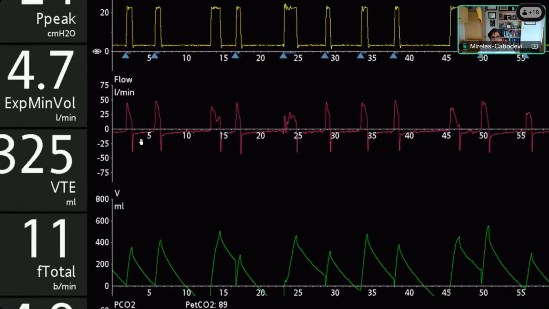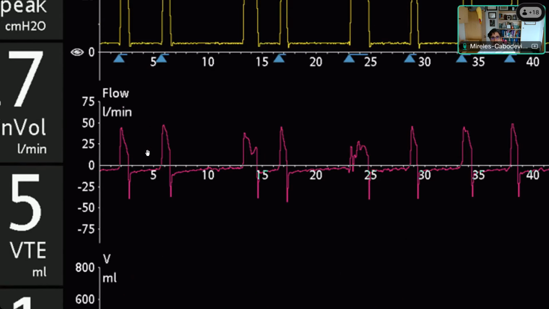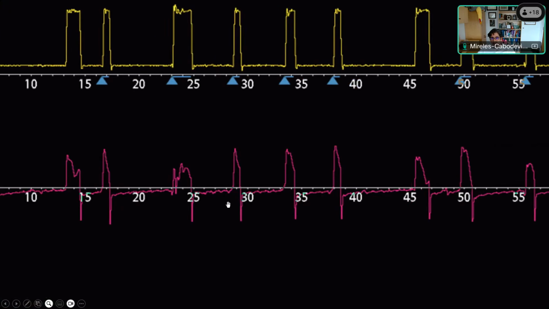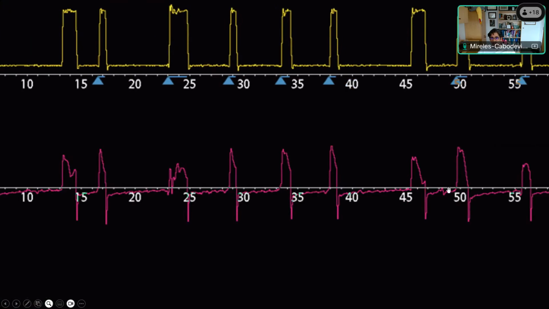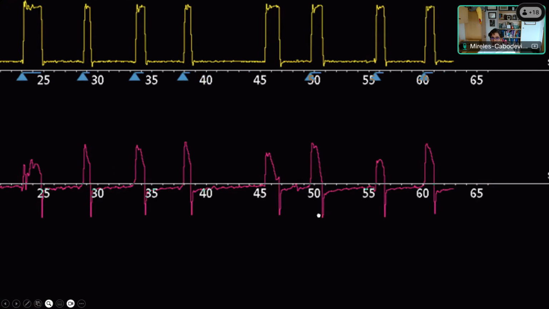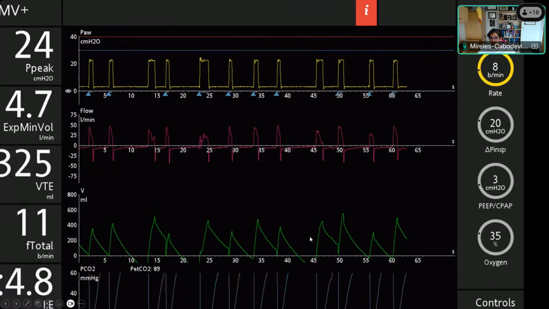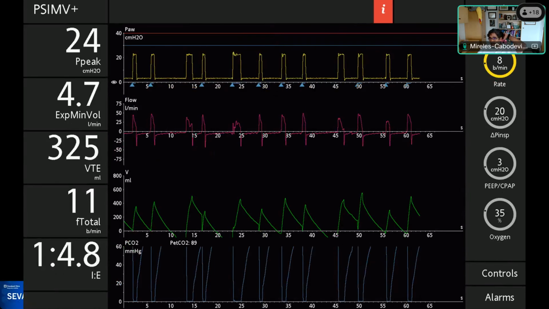And if I amplify the flow to see the amount of discordance, it looks pretty decent so far. There's one failed trigger here that it missed, right? But other than that, I don't see any problem with trigger and cycle in this case. We have used this before in other patients, but when there are cardiac oscillations, it becomes a disaster. Water in the circuit also does it, and they recognize it in the instructions in the manual.